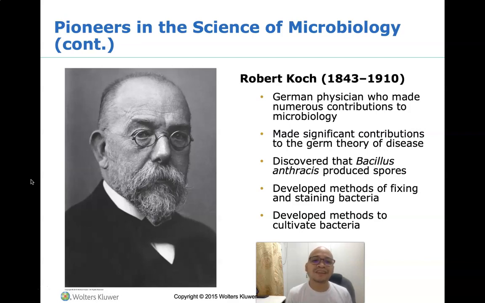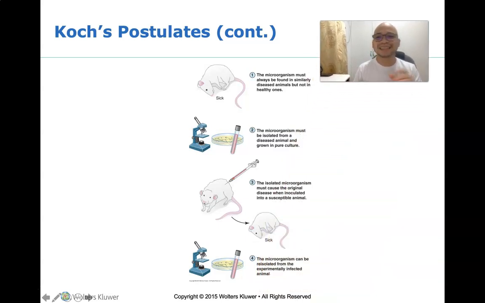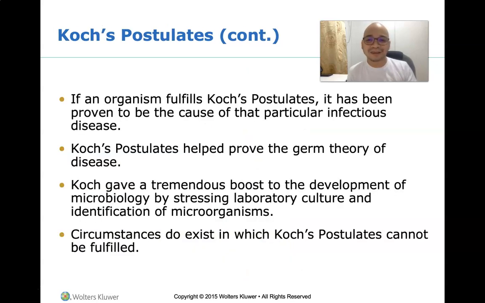So he also developed methods for fixing and staining bacteria, and he was able also to help by developing methods to cultivate or to culture bacteria. So here's Koch's postulate. So exciting. But before that, I'd like to share my DIY slide on how Robert Koch was able to discover the Koch's postulate. Okay, so let's read about Koch's postulate first.